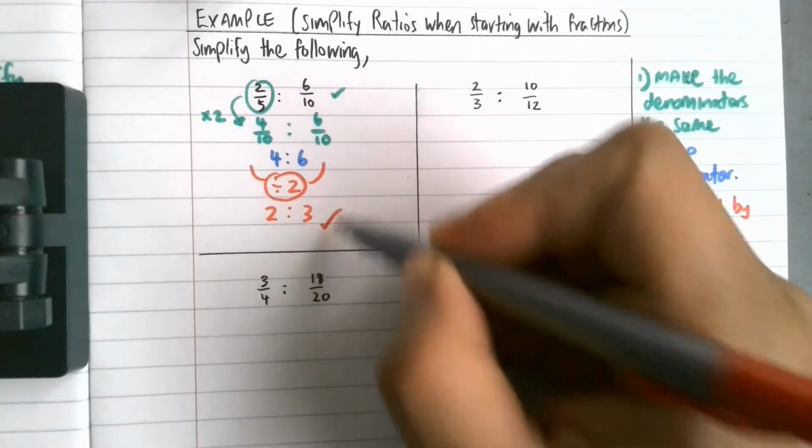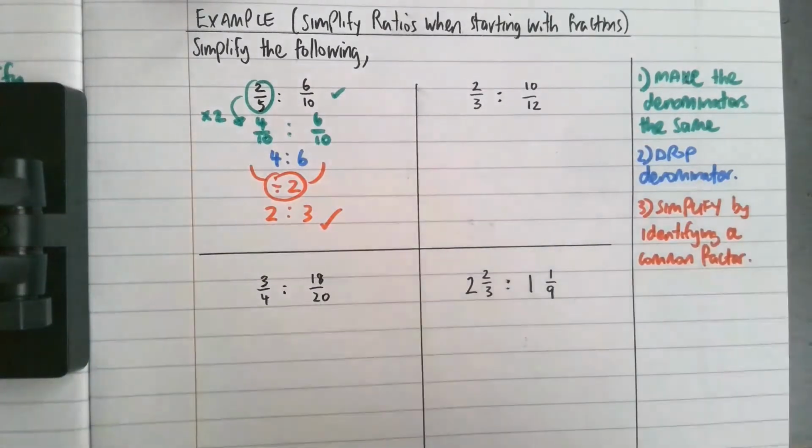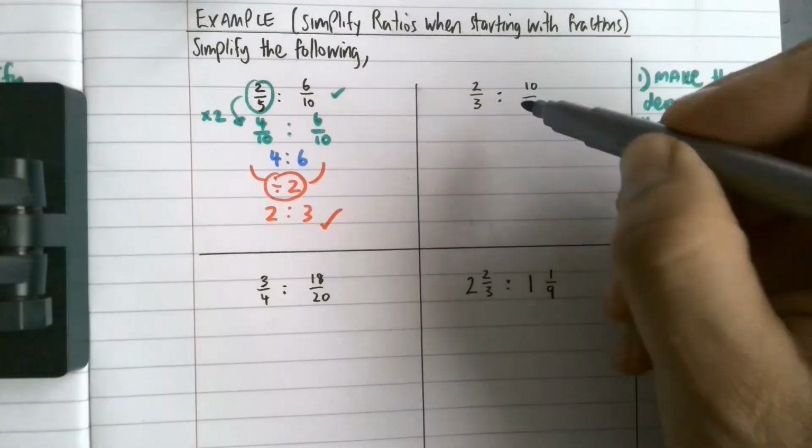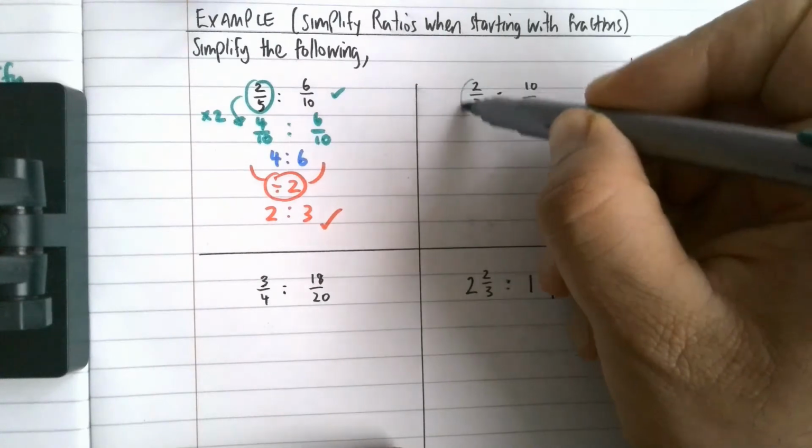So 2 to 3. Now you can look at 2/5 and 6/10 and be like, well, I could scale down 6/10 and simplify 6/10 so it has a denominator of 5. And you could have done that as well, right?